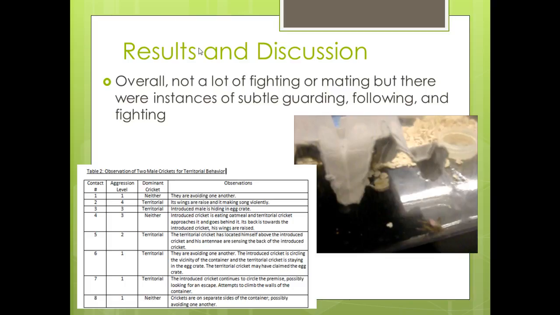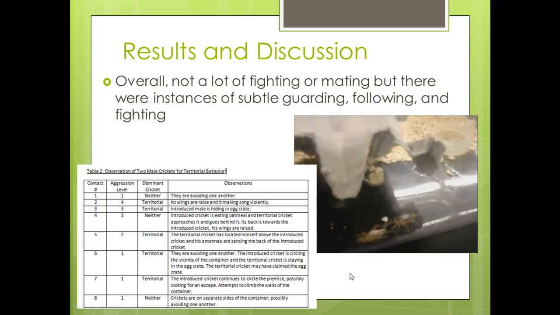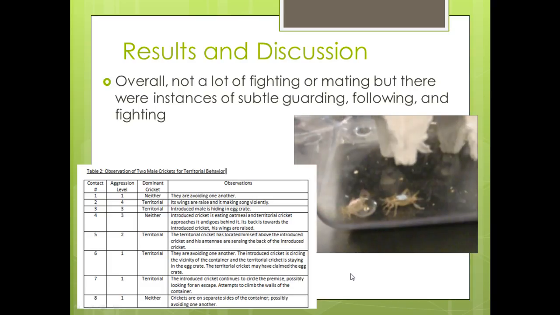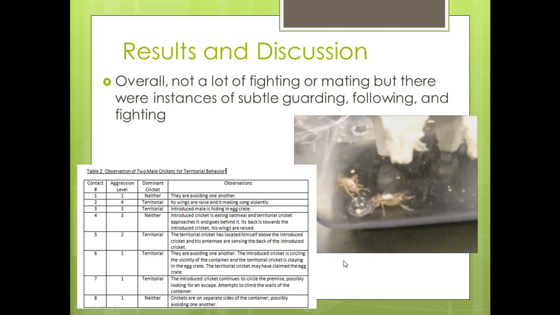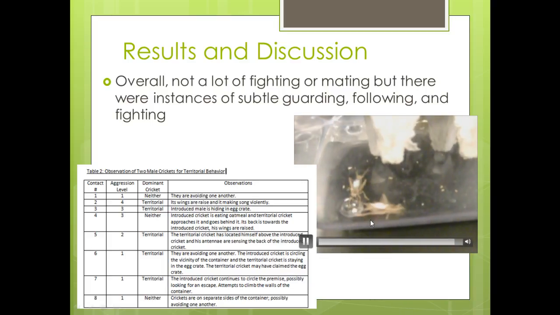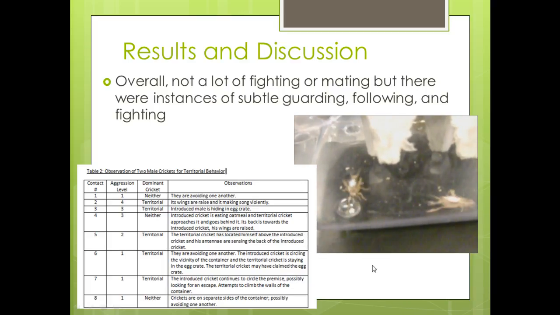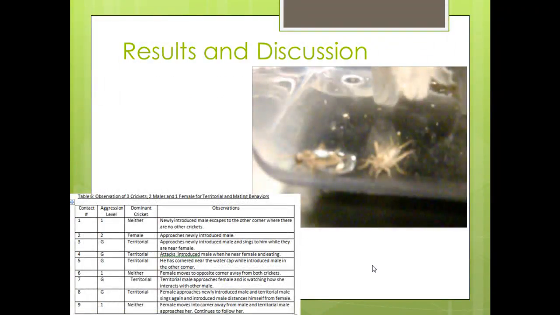The observation was different, however, when the 2 crickets were of opposite gender. There was not much rise in aggression, nor was there direct contact. And at some points, you will see that the male was following the female, as shown in this video. So you can see here that the blue dot is a male and the pink dot is a female, and the female is avoiding the male while the male is trying to follow her.